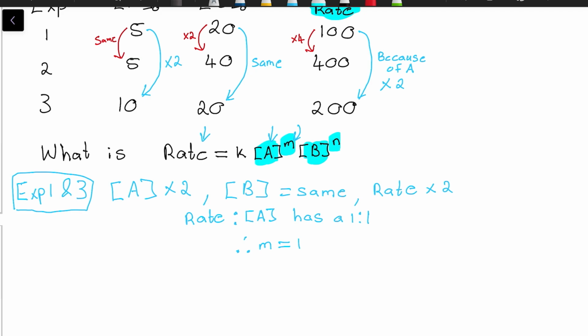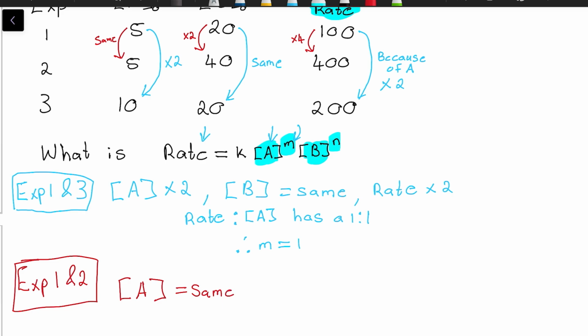Now, if we look at experiments 1 and 2, the concentration of A this time remains the same. The concentration of B was doubled. And what happened with the rate? Oh, this time the rate was multiplied by 4. It quadrupled.